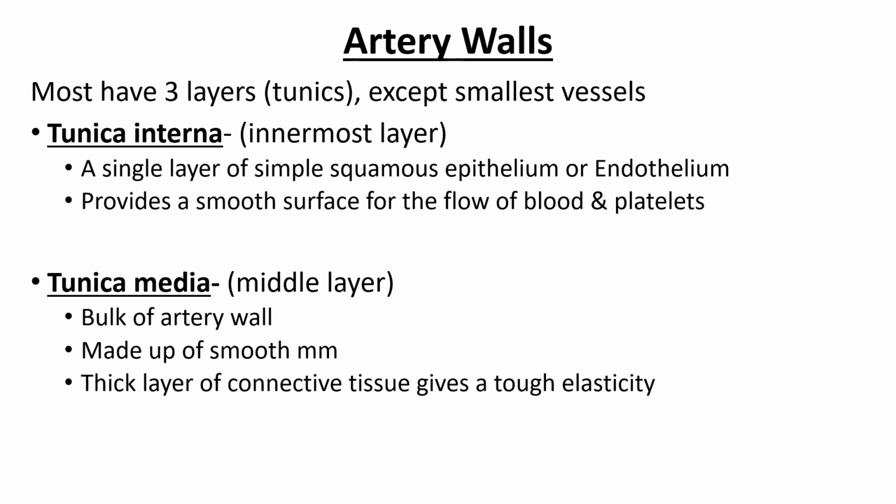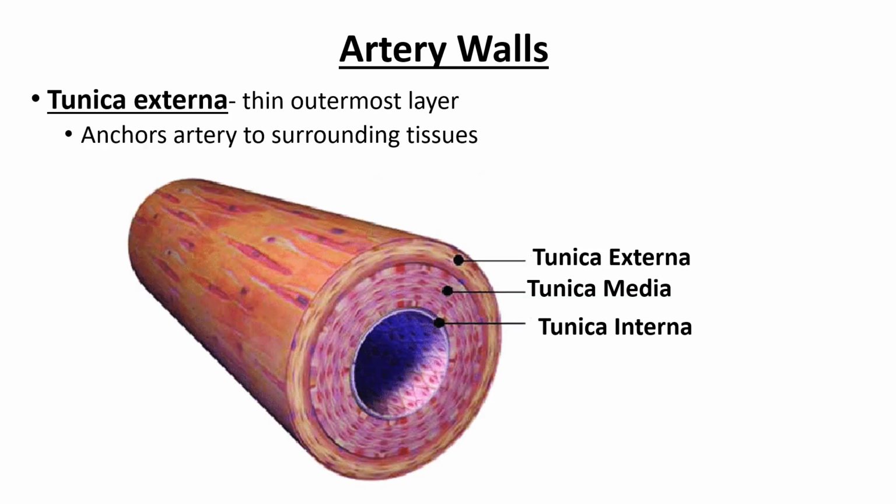Then we have our tunica media. This is going to be our middle layer. This is the biggest layer, and it is smooth muscle, of course. So our brain is kind of controlling that in the background. And we've got a thick layer of connective tissue to give it a tough elasticity, so it's nice and durable. And then the outermost layer is the tunica externa, and we're primarily going to use that to help anchor the artery in place to the surrounding tissues so it's not getting just moved around as we move our muscles.